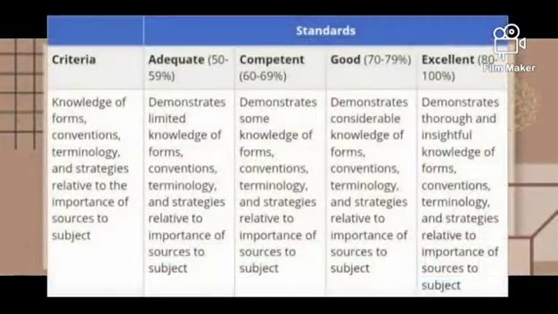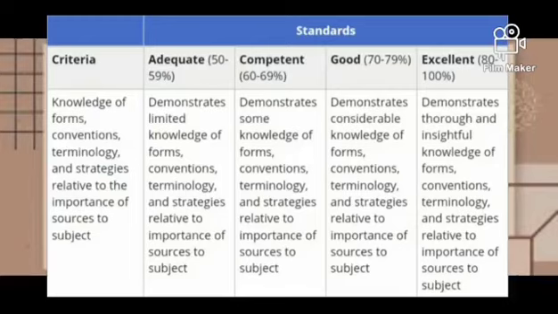Here is an example of an analytic rubric. The first column shows the criteria: knowledge of forms, conventions, terminologies, and strategies relative to the importance of source to the subject, while the rest of the columns show the standards. If the student demonstrates limited knowledge of forms, conventions, terminology, and strategies relative to the importance of the subject, then it reaches the adequate percentage, which is 50 to 59%.